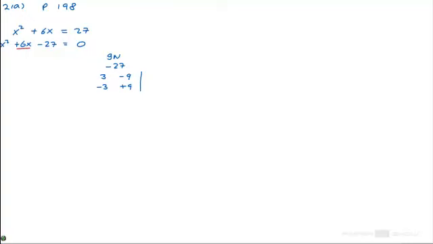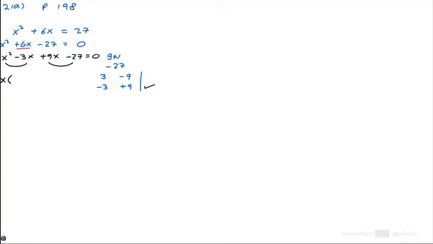What have we got? Yeah, the minus 3 and the plus 9 will do it for us. So we're going to break the middle term up, and we're going to say now that it's x squared minus 3x plus 9x minus 27 equals 0. I know it's a little bit tight there. We're going to look here and here, and we're going to factorize things out.